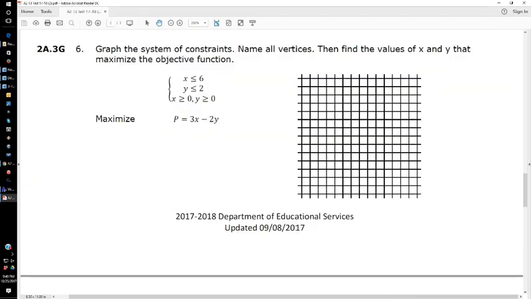So here we go. Graph the system of constraints, name all the vertices, then find the values of x and y that maximize the objective function. Miss Hunter didn't even give us an axis. That's fine. Looks like everything's positive or 0, so we're going to do quadrant 1. Everything is less than 10, so we're just going to make this 0, 0.